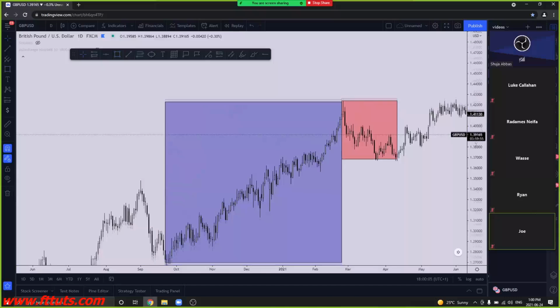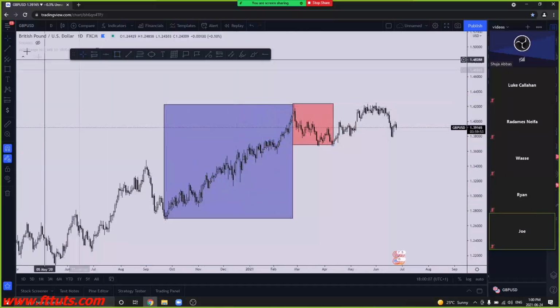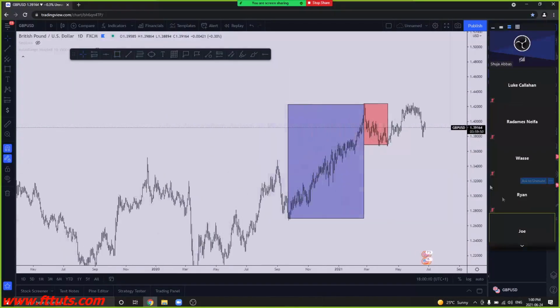All right, perfect. So yeah, we saw that major retracement happen right here. Now we know that there's a cause and there's an effect with everything.